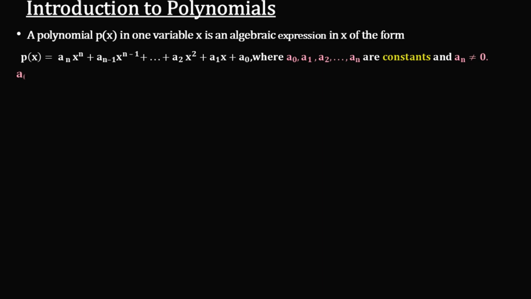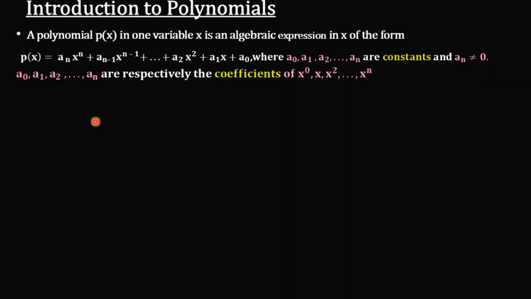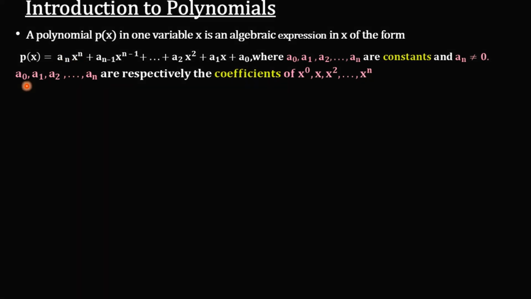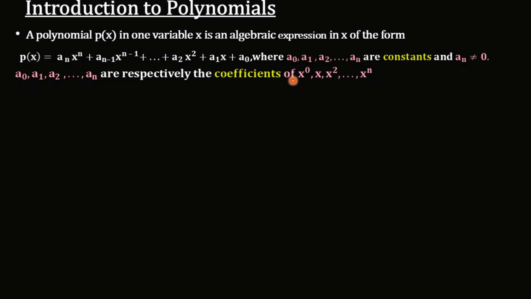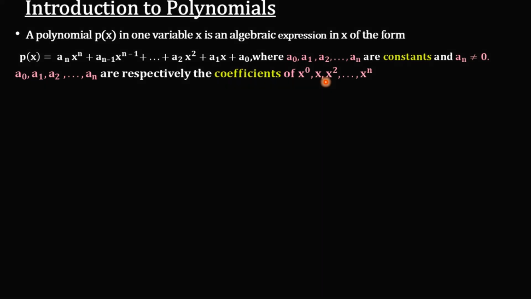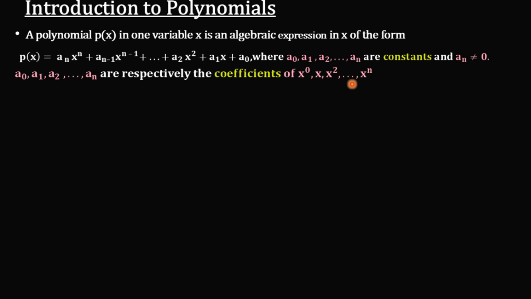Now, what are these a_0, a_2, etc. a_n? They are respectively the coefficients of x raised to 0, x square, etc. x raised to n. So, what is the coefficient of x square? That is a_2. What is the coefficient of x raised to n? That is a_n. That is, these terms are coefficients of x raised to 0, x square, etc. x raised to n. Also, these terms are constants.